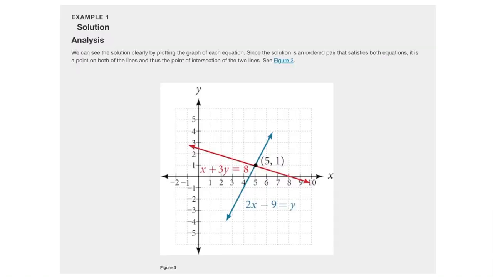If we were to look at the graphs, we would see that's where these two graphs cross or intersect. So in a graphical sense, the solution to the system is where the graphs cross or intersect each other.